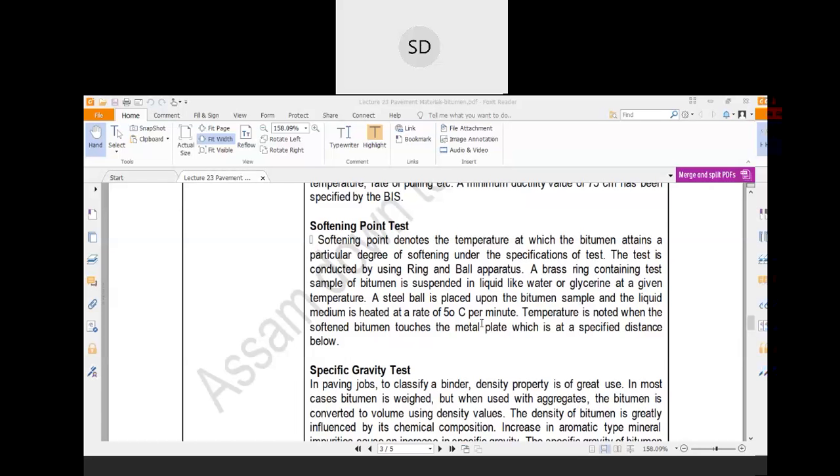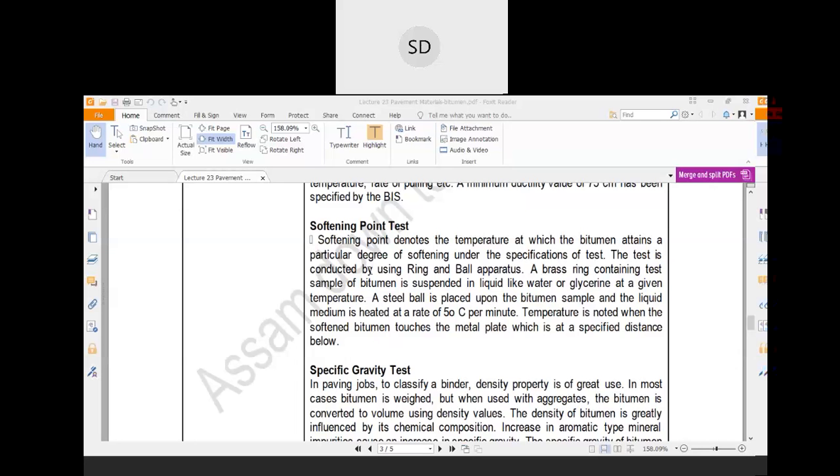Okay, suppose a bitumen content softens at 30 degrees Celsius. In that case, you cannot use that bitumen content in the Assam regions or any other regions where hot climate is there, because in the summer season the temperature easily goes up to 35 to 40 degrees Celsius. In such cases, if the bitumen softens at 30 degrees Celsius, it would not be good to use that type of bitumen in this type of weather. Therefore, the softening point test is a very important test.